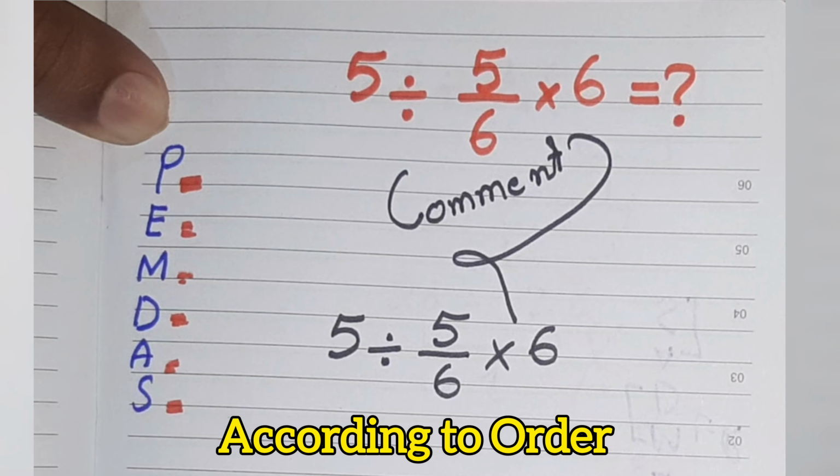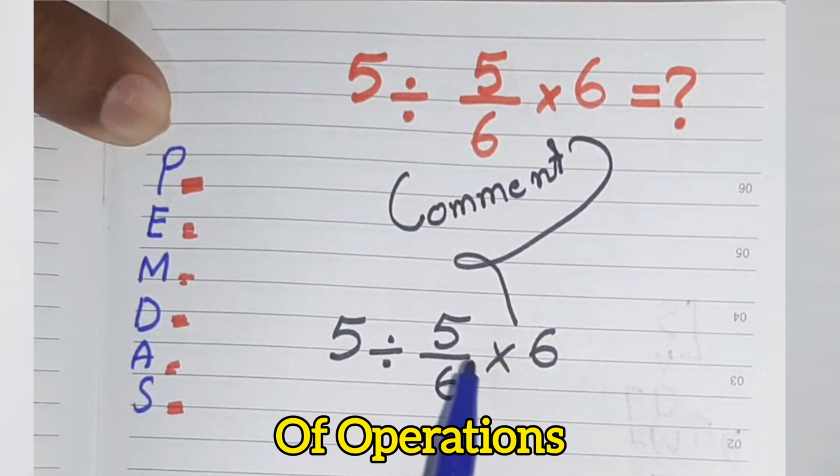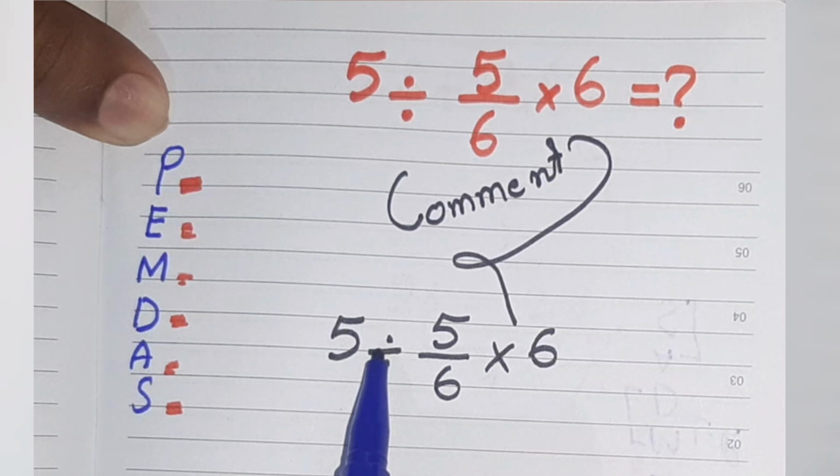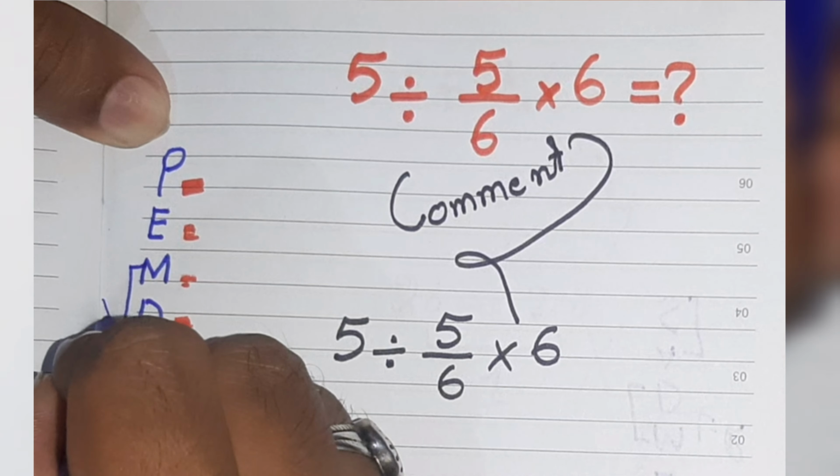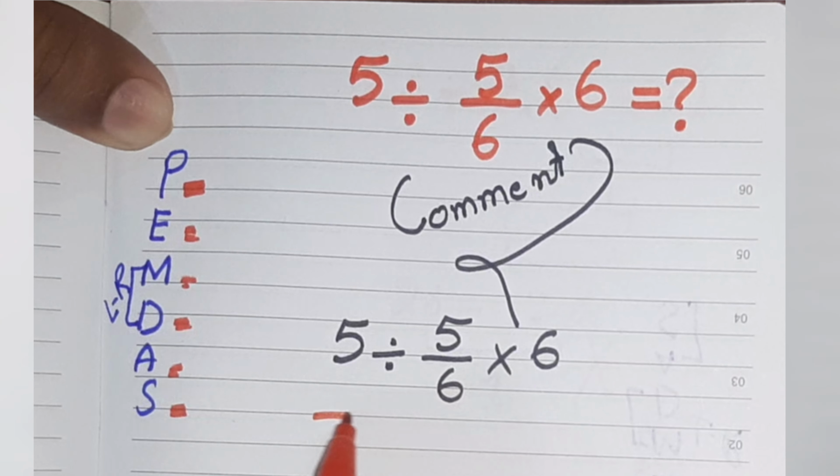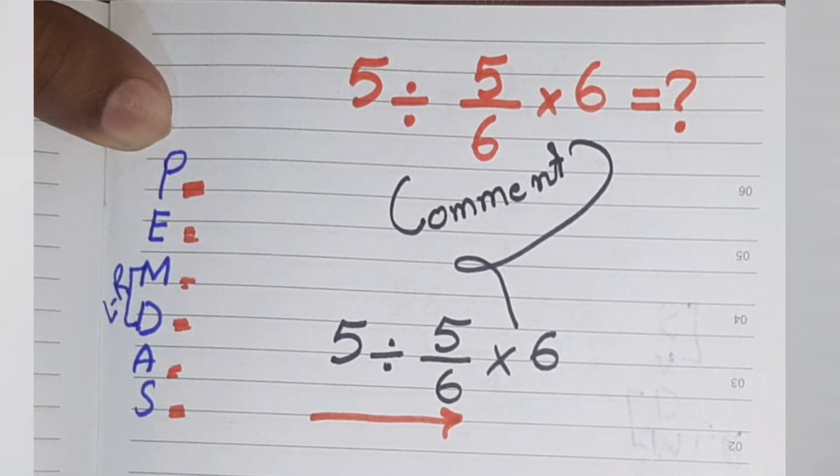All right. According to the order of operations, multiplication and division have equal priority, and we have to work from left to right. So here, first, we have to do this division, then this multiplication.